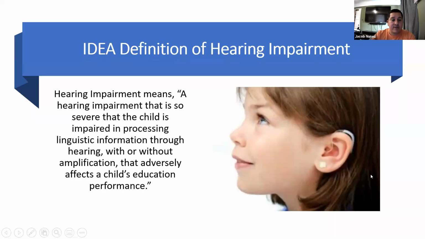So first, we're going to describe the definition of hearing impairment. Hearing impairment means a hearing impairment that is so severe that the child is impaired in processing linguistic information through hearing, with or without amplification, that adversely affects the child's education performance.